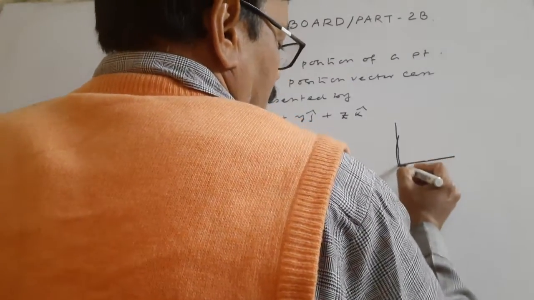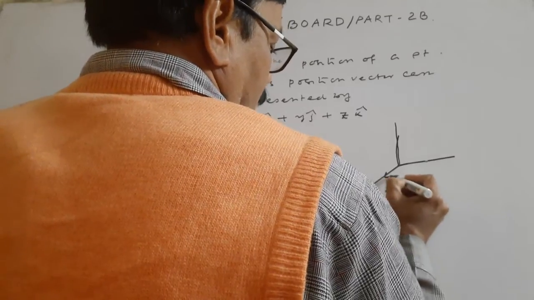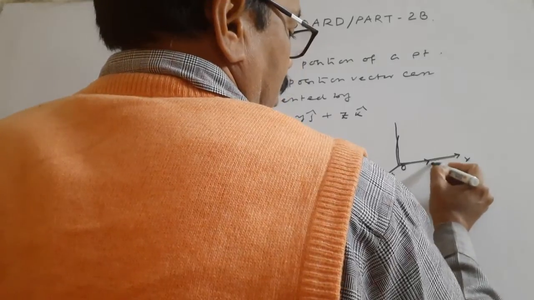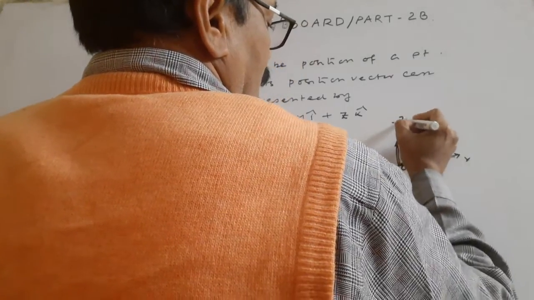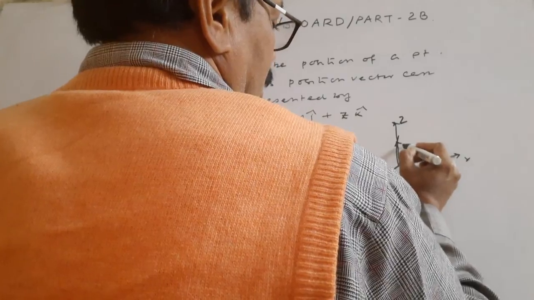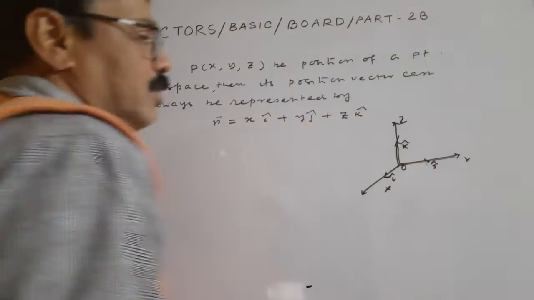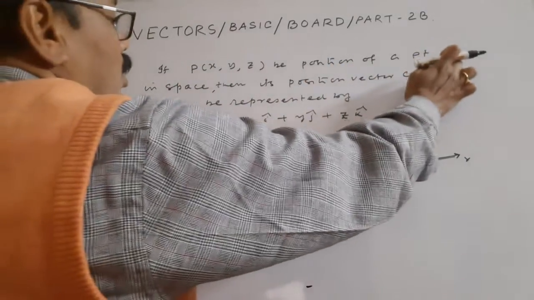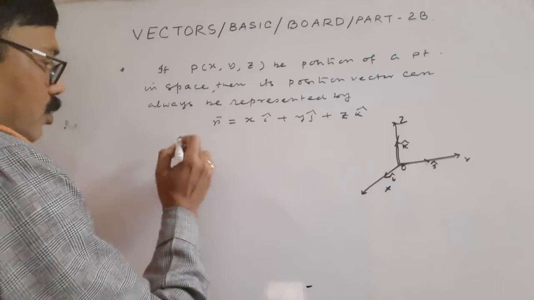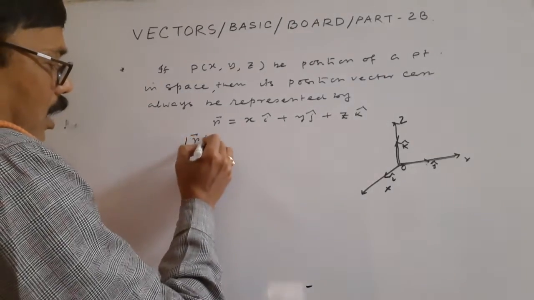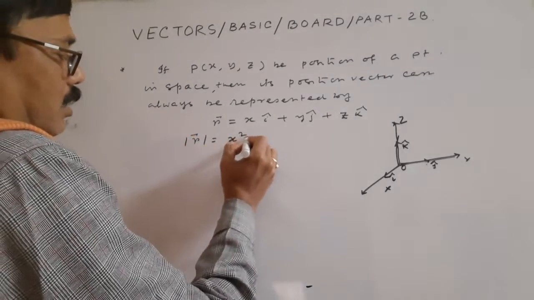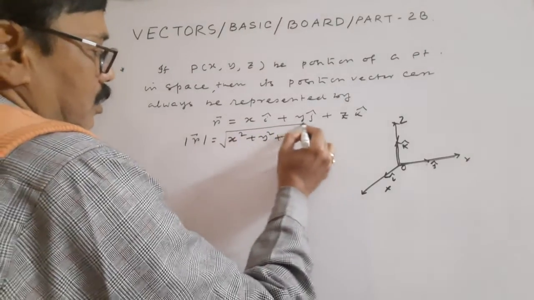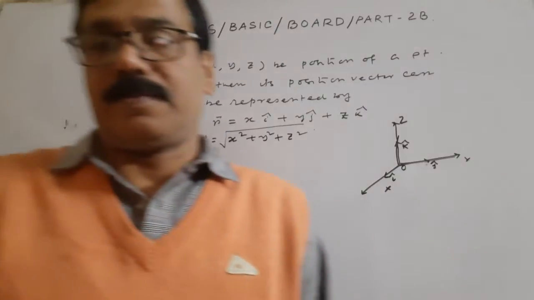So if it is given or not, i cap is the unit vector along the x axis, j cap is along the y axis, and k cap is along the z axis. So P(x, y, z) be the position of a point in space, then r equals this. Now mod r equals root of x square plus y square plus z square. So this is mod r.